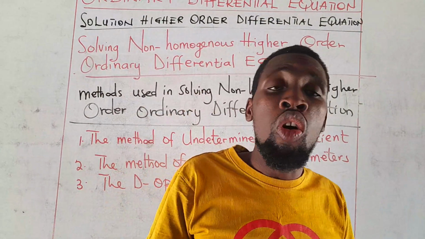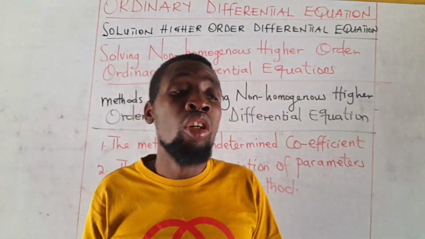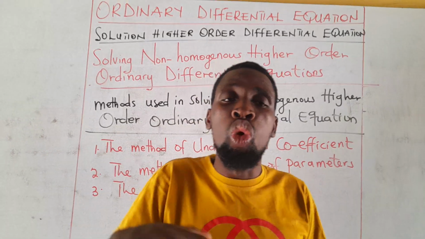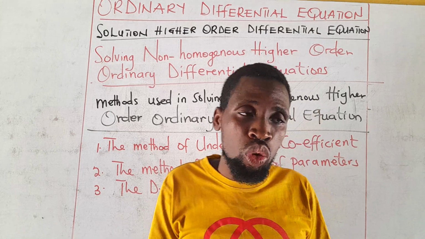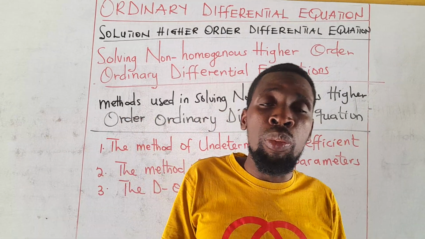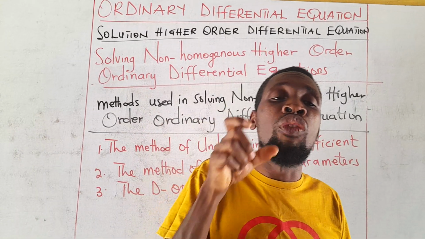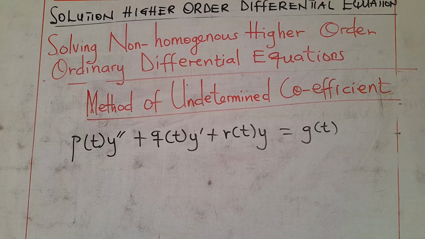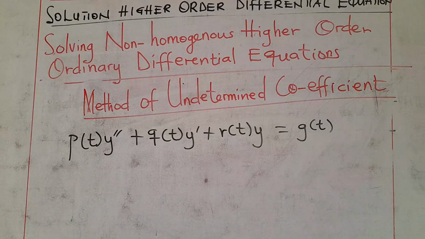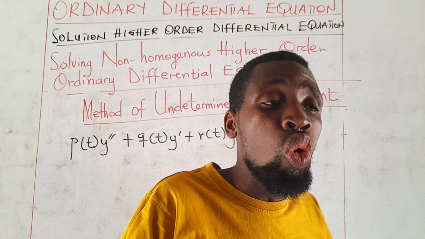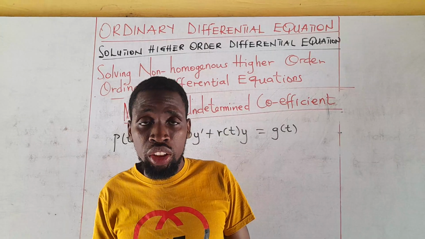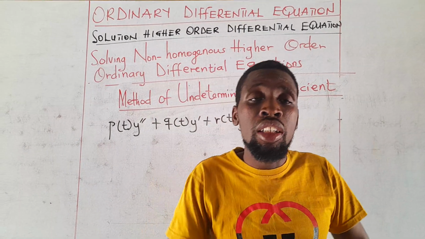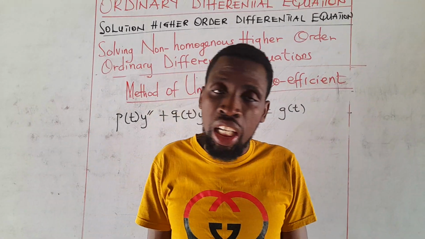Today in this video, all the problems we'll be solving will apply the method of undetermined coefficients. So what do we mean by the method of undetermined coefficients? Then we'll solve some sample problems using it. So come along. With the method of undetermined coefficients, we'll split our non-homogeneous higher order ordinary differential equation into two parts. That's the homogeneous part, and we solve the non-homogeneous part on the other side.